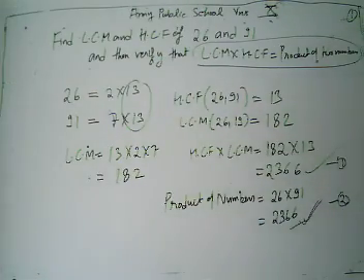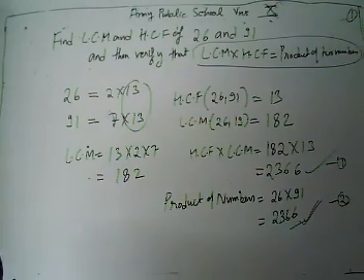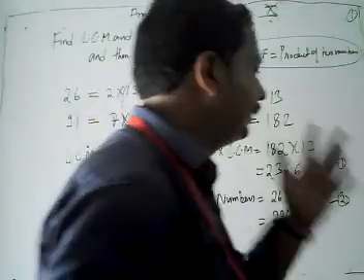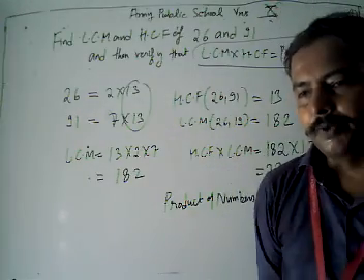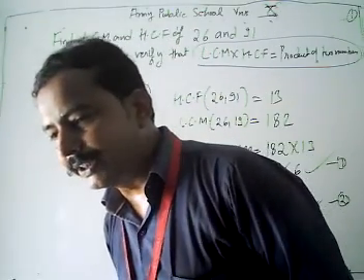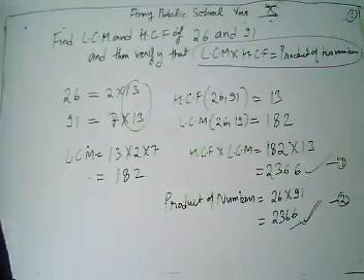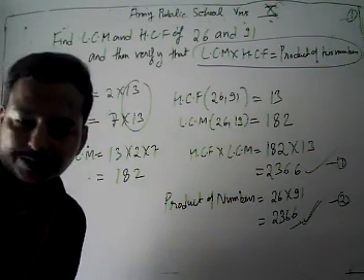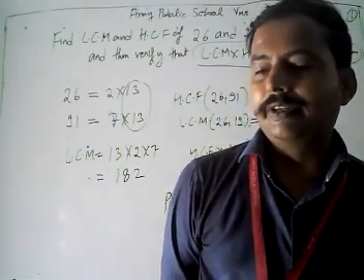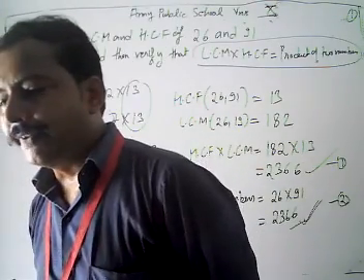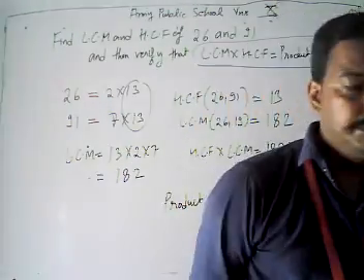Look, we have a problem where we have to find the LCM of 26 and 91. Then we have to verify here that the product of numbers is equal to the product of their HCF into LCM. Now first of all we find the HCF by the prime factors method, and the LCM. Then we verify that the product of its HCF and LCM is equal to the product of the numbers.